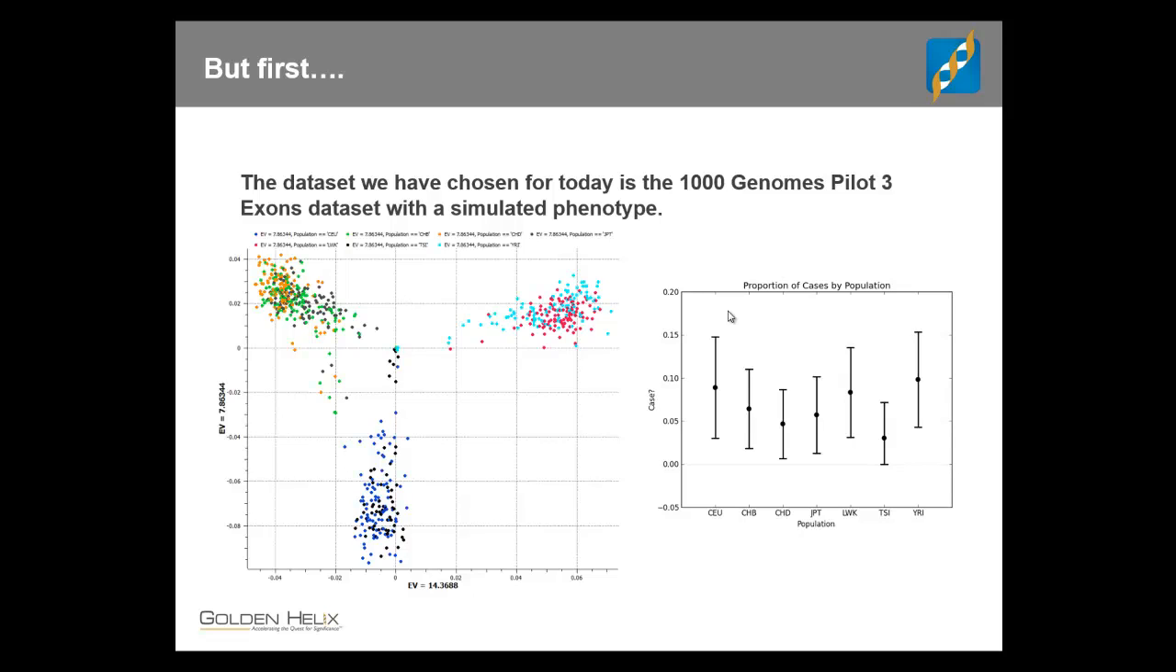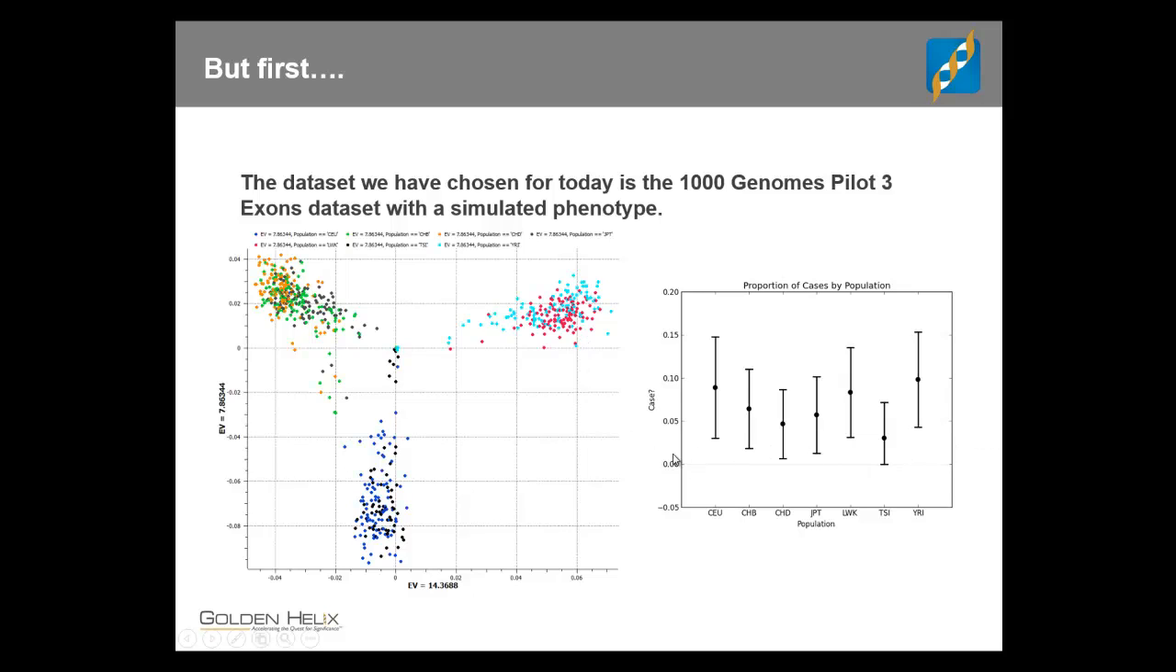I did modify the phenotype a little bit from the tutorial data set, but you can see here's the plot of the case status for the populations. And then back to the PCA plot, you can see that there is quite a bit of population stratification here. There's 7 populations, and this is the standard 3-axis PCA plot that we normally see.